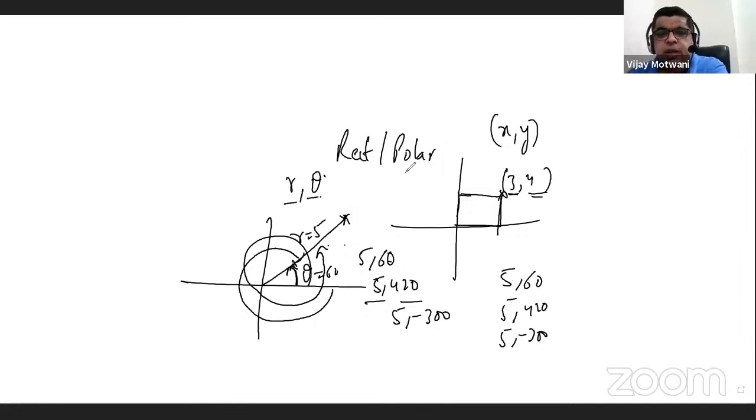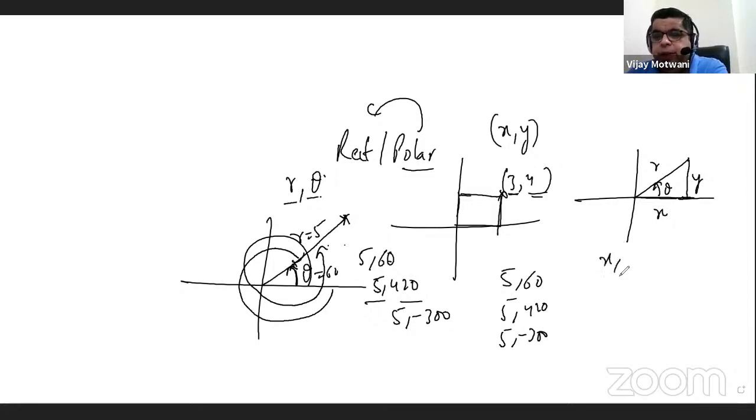So the process starts by converting a polar coordinate to a rectangular coordinate, right? When I say polar to rectangular, let's understand this carefully. If I have a point r, theta, and I represent this in a rectangular coordinate system, this would be the x coordinate and this would be the y coordinate. So you can see clearly that x upon r is equal to cos theta and y upon r is equal to sine theta. So in rectangular form, x would be equal to r cos theta and y would be equal to r sine theta.